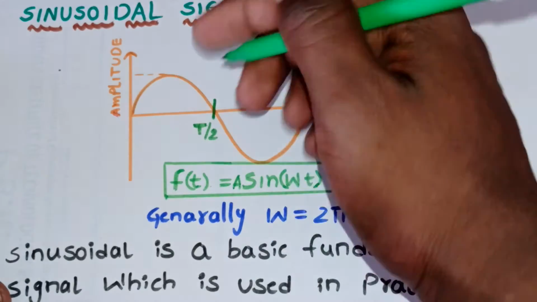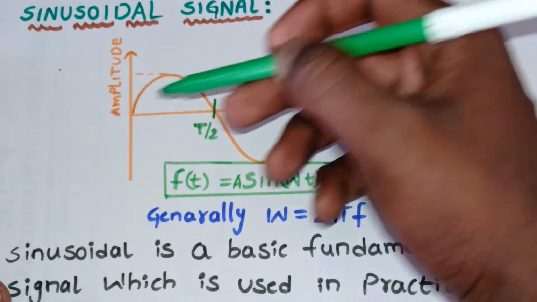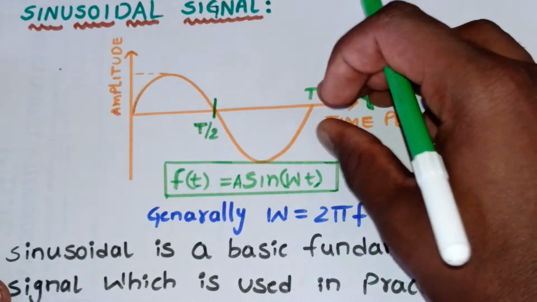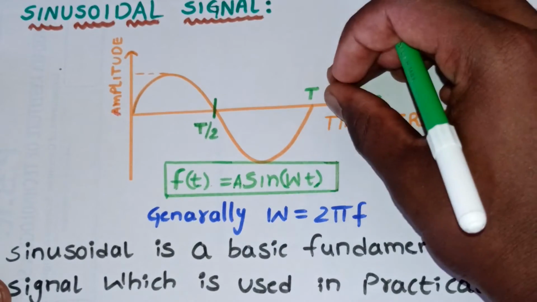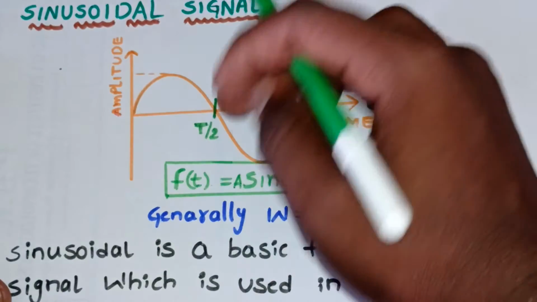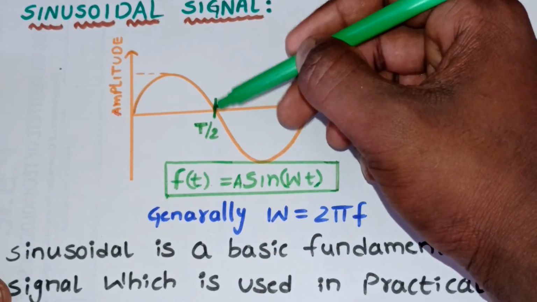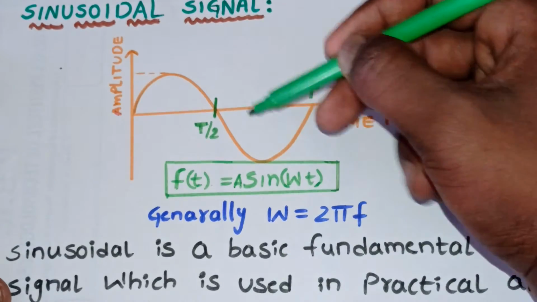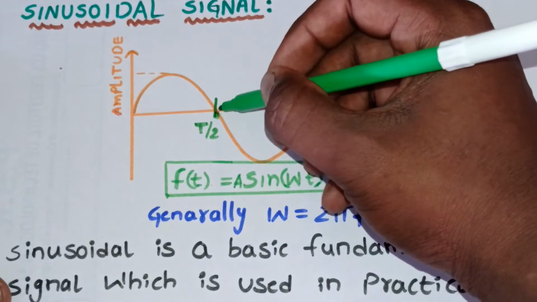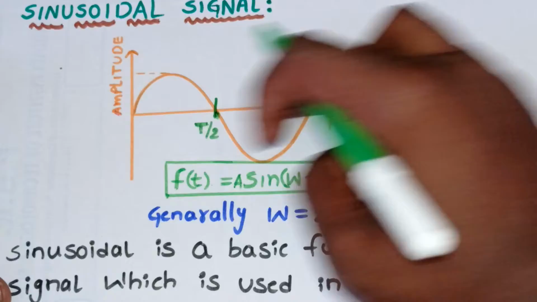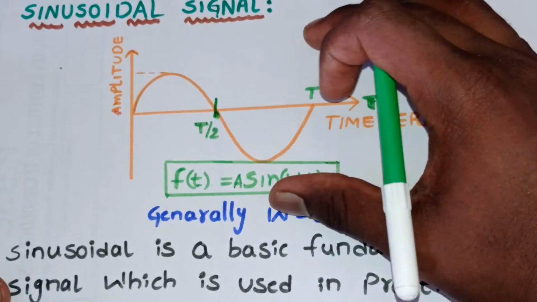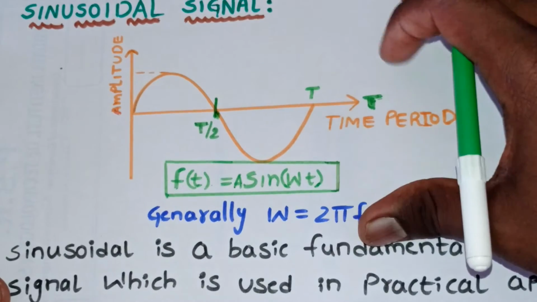Let's see the graphical representation of the sinusoidal signal. Here the signal time period is T, and here we have one zero crossing. Zero crossing is where we have positive amplitude on one side and negative amplitude on the other, and at that point our signal crosses the axis. That's why this point is called the zero crossing point, and this is the sinusoidal signal.